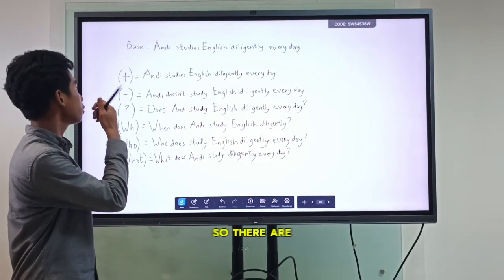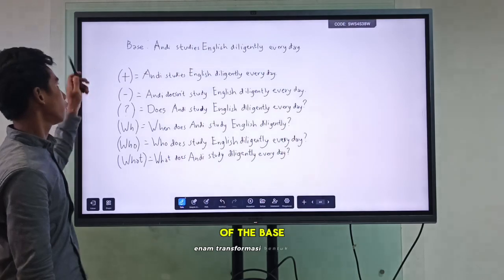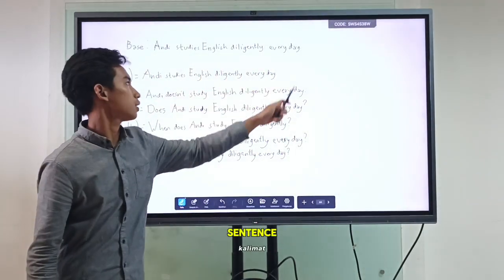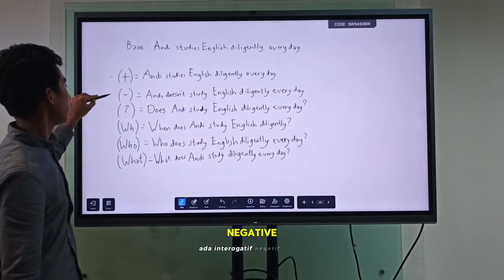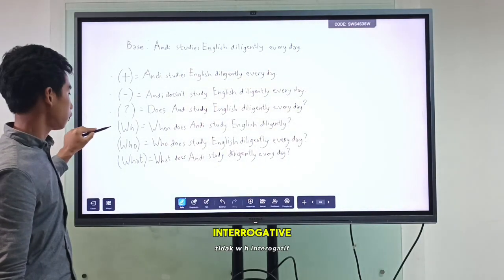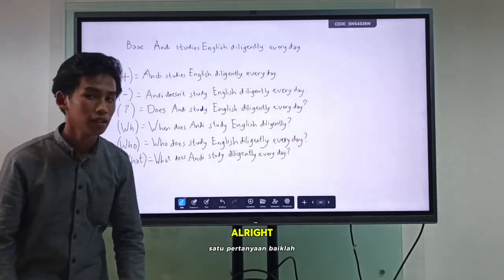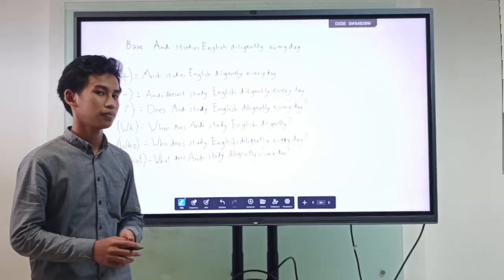So there are 6 transformations of the base form of the sentence. There are positive, negative, interrogative yes/no, WH interrogative, who question, and what question. Alright, that's all, and thank you.